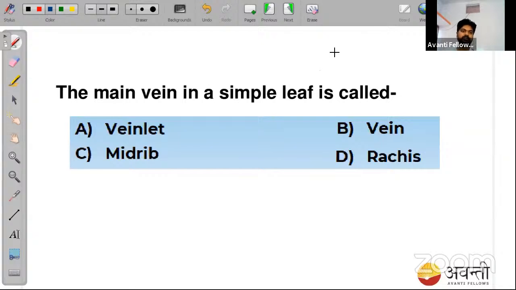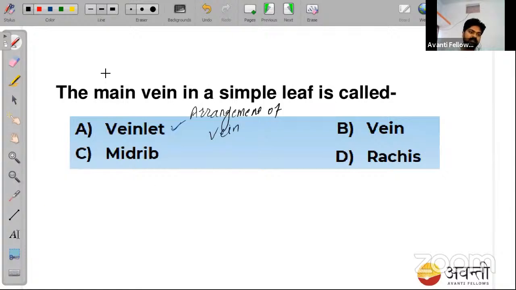Maximum students chose option C. Obviously, option C is the correct option. So, what is meant by veinlet? First of all, it is an arrangement of veins. ठीक है? Then what is meant by vein, guys?